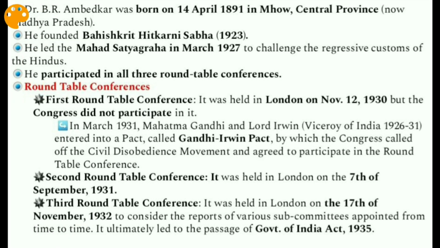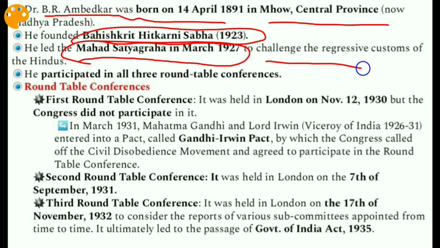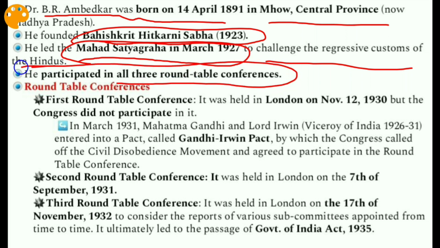So Dr. BR Ambedkar was born on 14th April 1891 in Mhow, Central Province, that is in Madhya Pradesh. He founded Bahishkrit Hitkarini Sabha in 1923. He led the Mahad Satyagraha in March 1927 to challenge the regressive customs of the Hindus. He participated in all three roundtable conferences. It is very, very important. Roundtable conferences, let's have a brief on it.